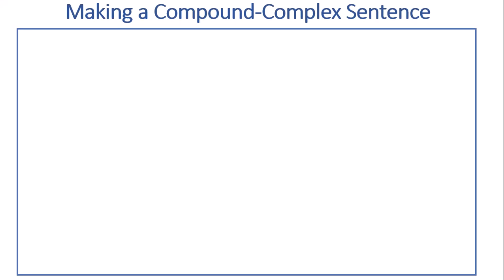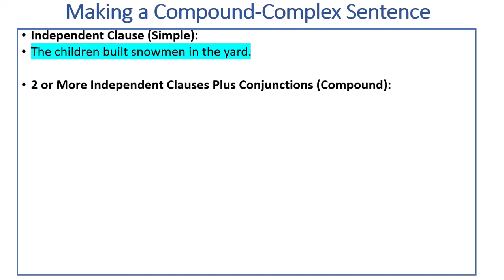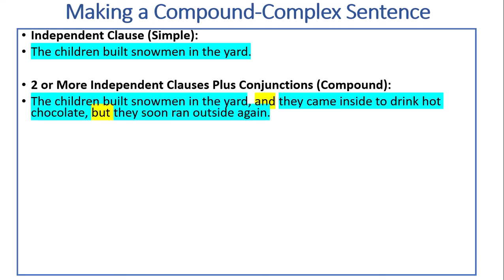Okay, one last one. The children built snowmen in the yard. That's my simple sentence. Now I'm going to add some clauses to this, some independent clauses with conjunctions. The children built snowmen in the yard, and they came inside to drink hot chocolate, but they soon ran outside again. So this is still a compound sentence. It's just I wanted to give you a pattern with 3 independent clauses instead of just 2, because really it's 2 or more.